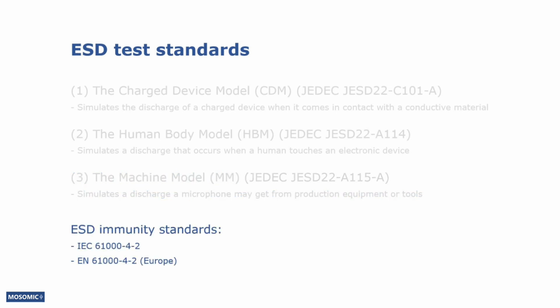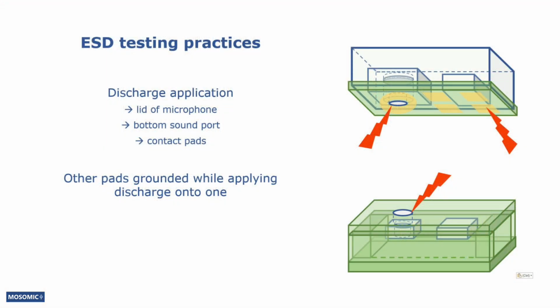The IEC 61000-4-2 standard and its European equivalent EN 61000-4-2 are other key ESD immunity standards. The discharges can be applied onto the top of the microphone, possibly attempting to hit the microphone sound port on the lid, or onto the contact pads on the bottom of the microphone. Typically, the other pads are grounded while a discharge is applied onto one pad or the lid.